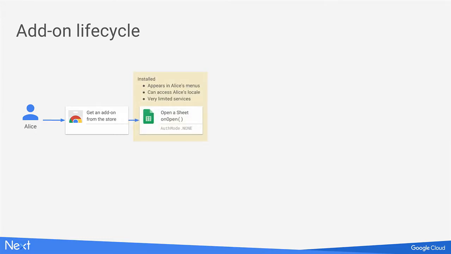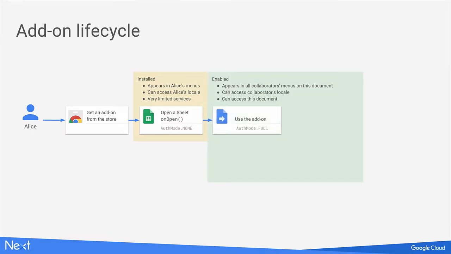So I'd like to walk briefly through what it looks like when a user installs an add-on. Let's say user Alice goes to the Chrome Web Store, and she gets an add-on from the store. Let's say she installed a Sheets add-on. When she opens a sheet, the add-on will run in a very limited mode that basically exists to be able to add menu items inside Sheets. When she uses the add-on, it will run with all the privileges that she authorized when she installed the add-on.